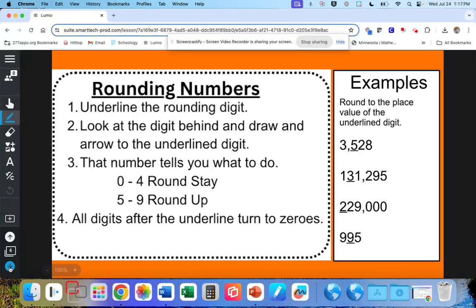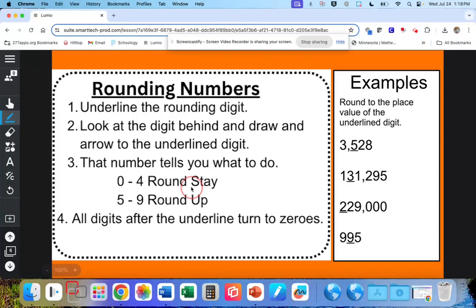Rounding numbers is the next topic. Now I'm going to teach you this a little different than if you watch any other videos, because when we start getting into rounding decimal numbers, the steps that I'm going to introduce will help you. The very first step is underline the digit you're rounding to. Then you're going to look at the digit behind and draw an arrow to the underlined digit. That number is going to tell you what to do.